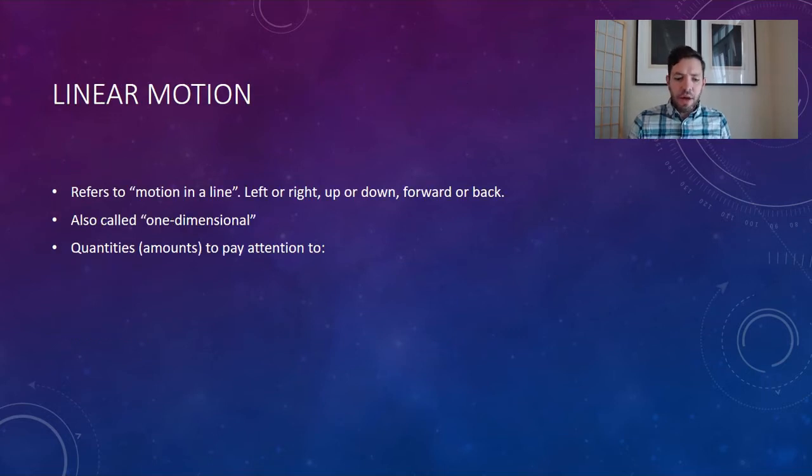When we talk about this linear motion or one-dimensional motion, really we're just looking at going in a line. So either we're going to the right or to the left, either we're going up or down, either we're going forward or back. And we have these different quantities, these amounts, these measurements that we have to pay attention to.